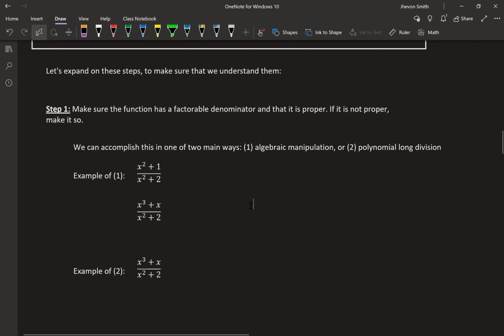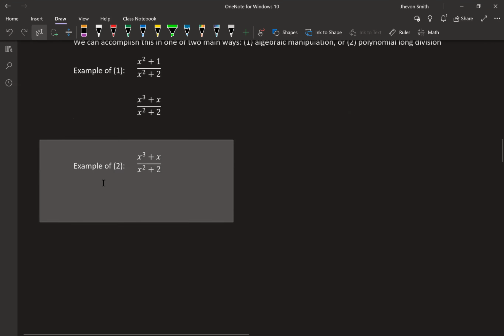Okay, so the denominator has to be factorable. If it's not, then all bets are off. Like, you can't do it anymore. However, it turns out if it's not proper, you can fix it, okay? So let me talk about some ways in which you can actually fix it if it is improper. So this is when the power of the numerator is greater than or equal to the power of the denominator. And there are 2 ways that you can remedy this situation.